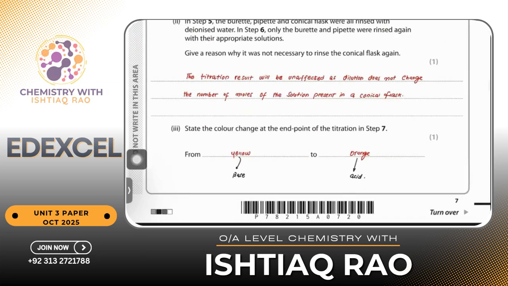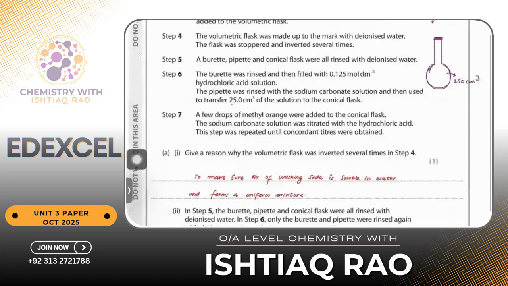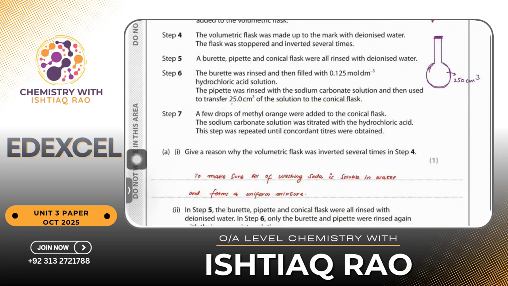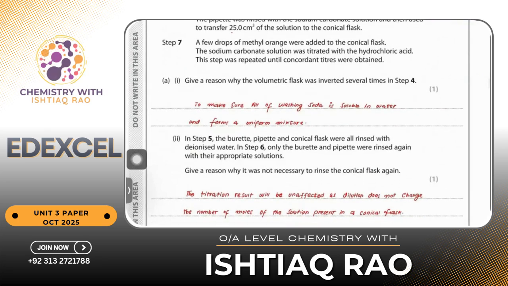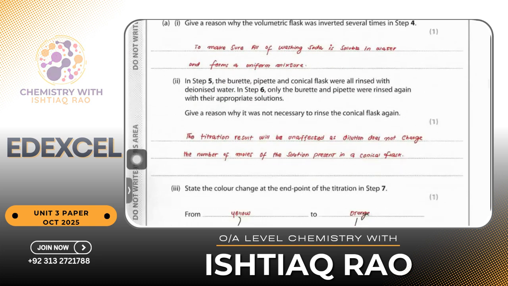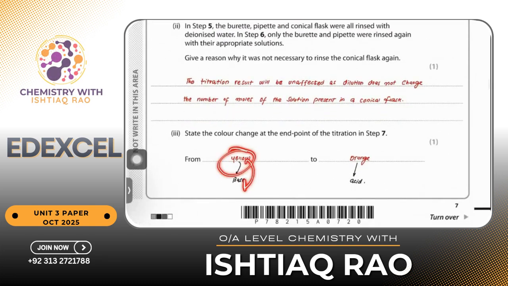Then they are saying state the color change at the end point of the titration in step 7. We have added methyl orange. We must know the color of methyl orange in acid and the color of methyl orange in a base. So it's yellow in base and orange in acid. Sir, how did you know? Why is it from yellow to orange, not orange to yellow? It's a very tricky question. To answer this question, you need to know which substance is present in the burette and which substance is present in the conical flask, because we add indicator in the conical flask, not in the burette.